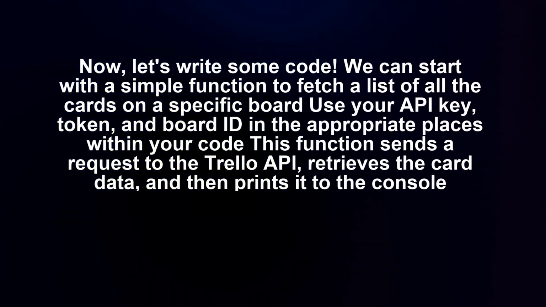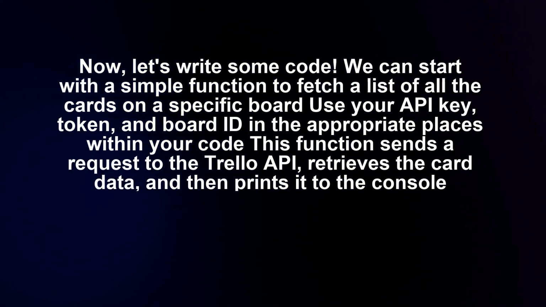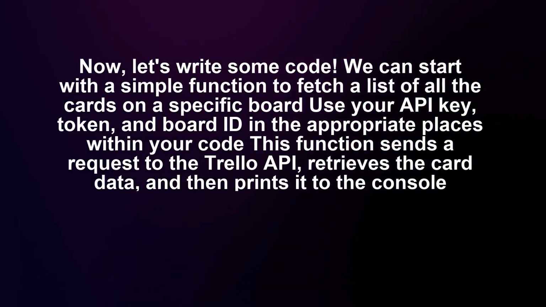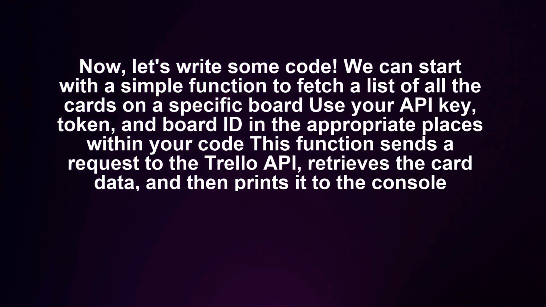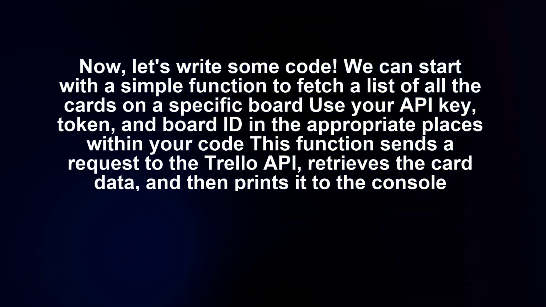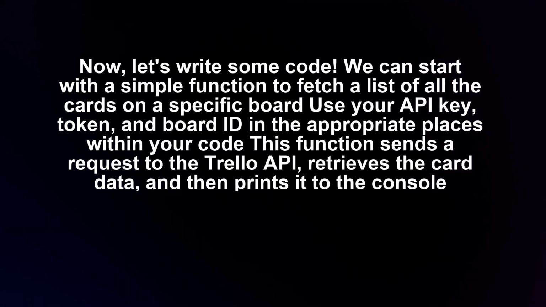Now, let's write some code. We can start with a simple function to fetch a list of all the cards on a specific board. Use your API key, token, and board ID in the appropriate places within your code. This function sends a request to the Trello API, retrieves the card data, and then prints it to the console.